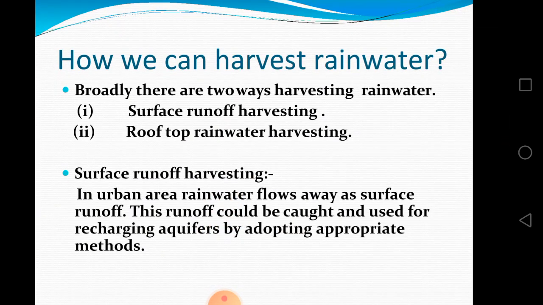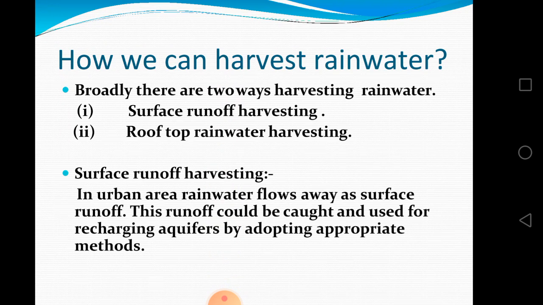So the different methods of rainwater harvesting: one is surface runoff harvesting, another one is rooftop rainwater harvesting. Surface runoff harvesting: in urban areas, rainwater flows away as surface runoff. This runoff could be caught and used for recharging aquifers by adapting appropriate methods.